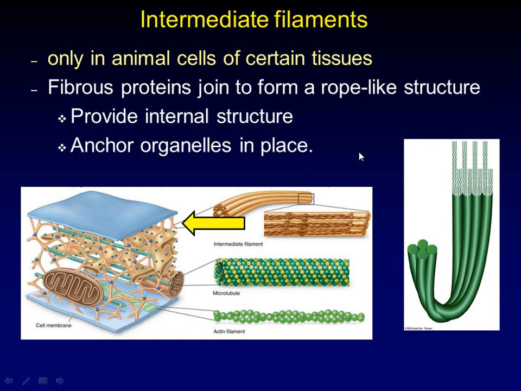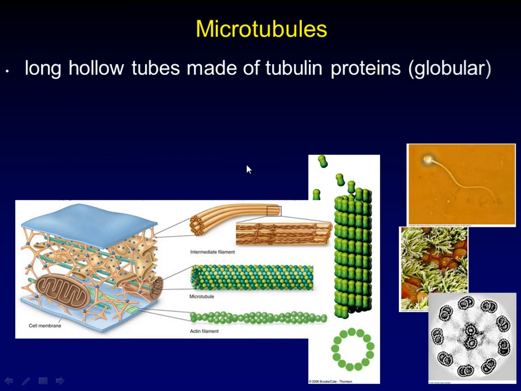And the third type of filament, we're going to talk more about this one later. It's called a microtubule. It has this basic structure right here. It's these long hollow tubes. Notice that this tube is hollow. These are tubulin proteins, globular-like proteins right here that form this microtubule.